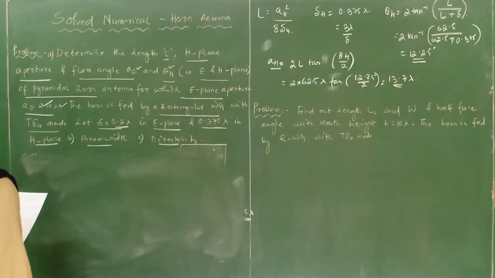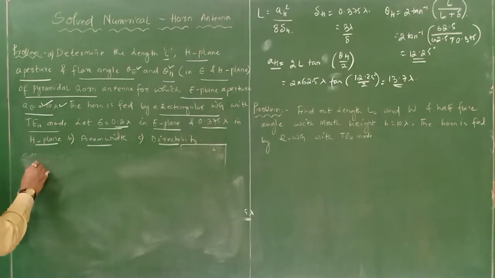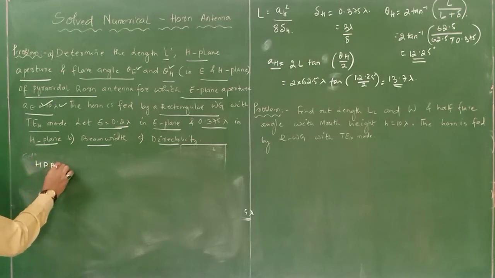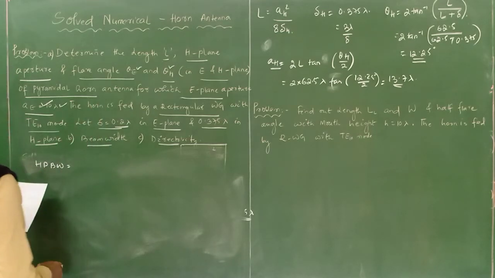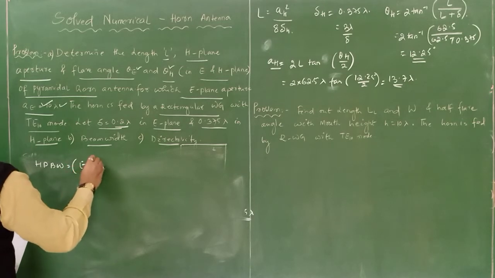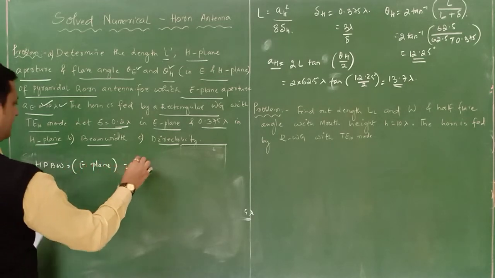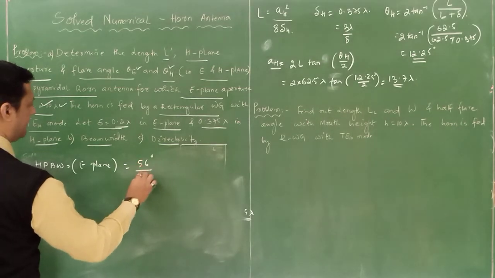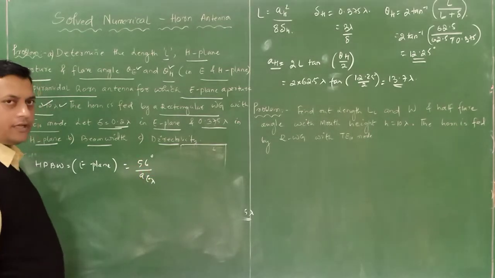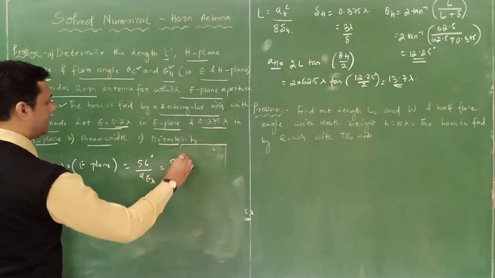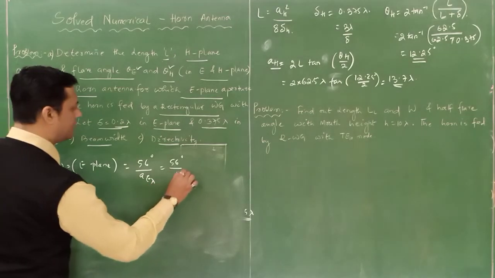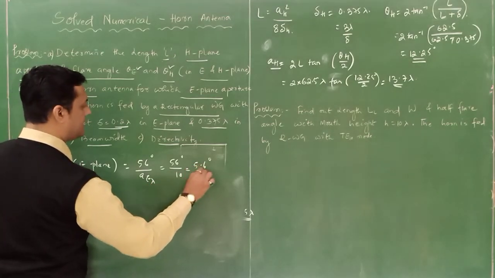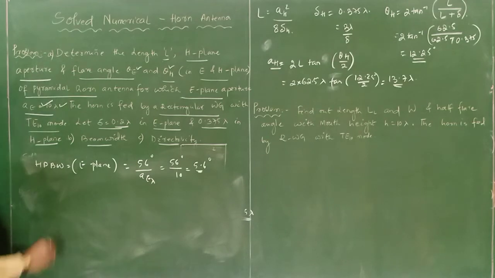So AH is equal to that much. That means next we can calculate half power beamwidth. Half power beamwidth for E plane and H plane we have to calculate. For the E plane we have a relation that it is 56 degrees divided by AE by lambda. So AE divided by lambda gives 10, and we will get around 5.6 degrees. So this is with respect to the E plane.